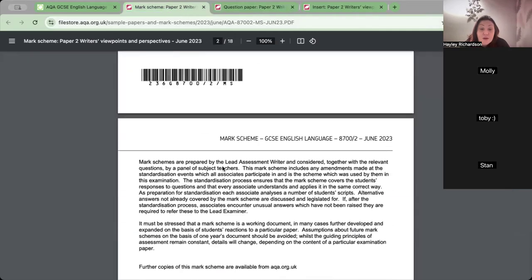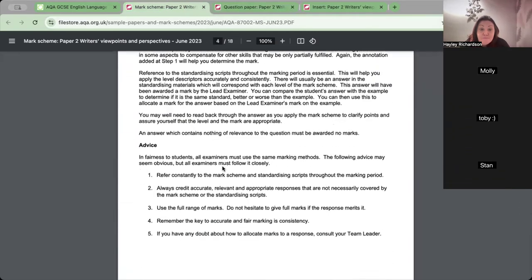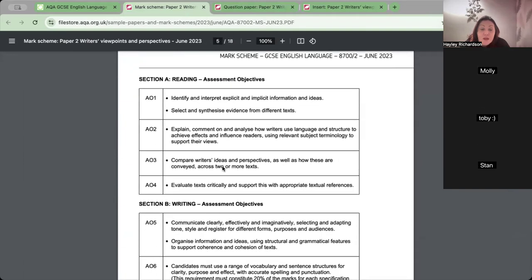So if we look at the mark scheme, in section A, they're looking for you to identify and interpret explicit, so obvious, and implicit, which means sort of subtext and underhand information and ideas, to select and synthesize evidence from different texts. In other words, by synthesize, they mean taking two things that could mean similar things or similar themes or have some kind of synthesis, this working together.